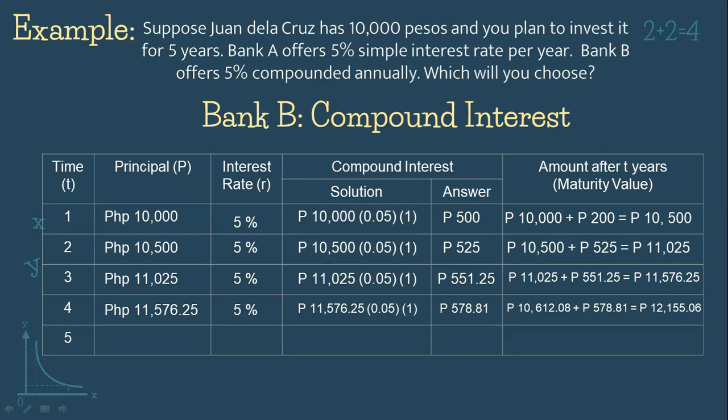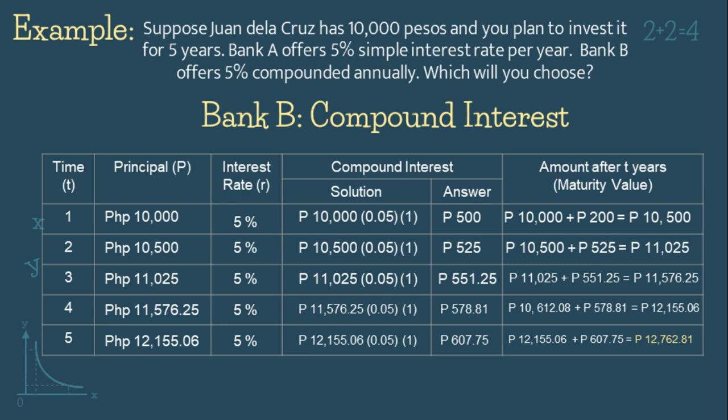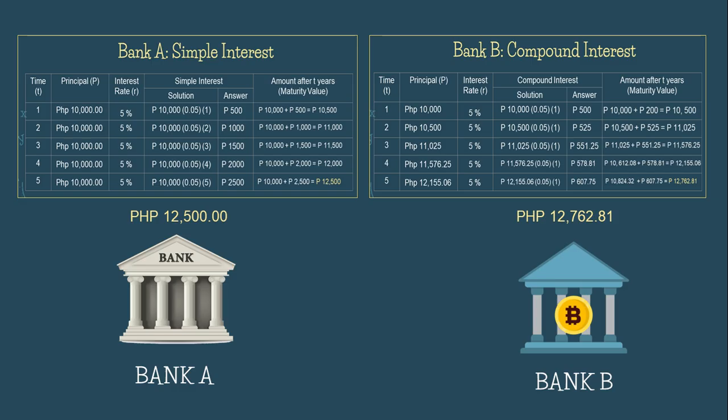Ngayon, ito pong 12,155.06, my dear students, ang magiging bago po nating principal for the 5th year. So, for the 5th year, that is 12,155.06, still 5%, that will give us 607.75. Ngayon po, ito pong 607.75, siya na po ang i-add natin dito sa principal po natin for the 5th year. So, that will give us 12,762.81 pesos.